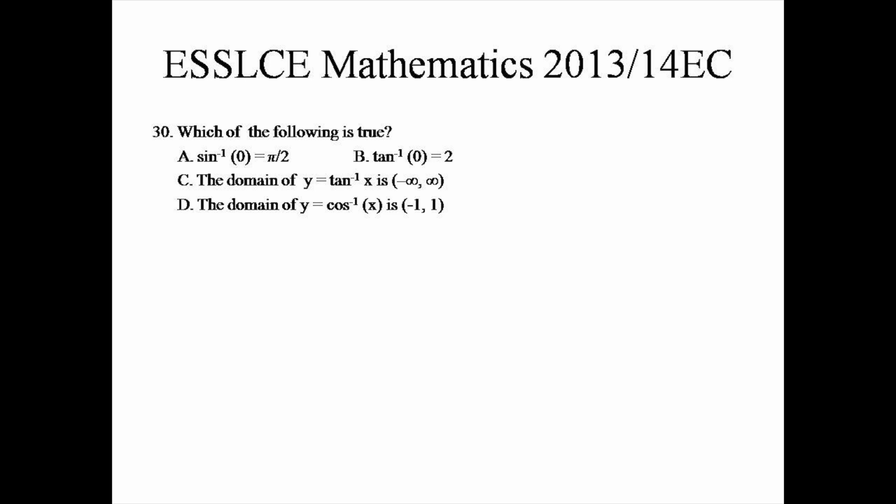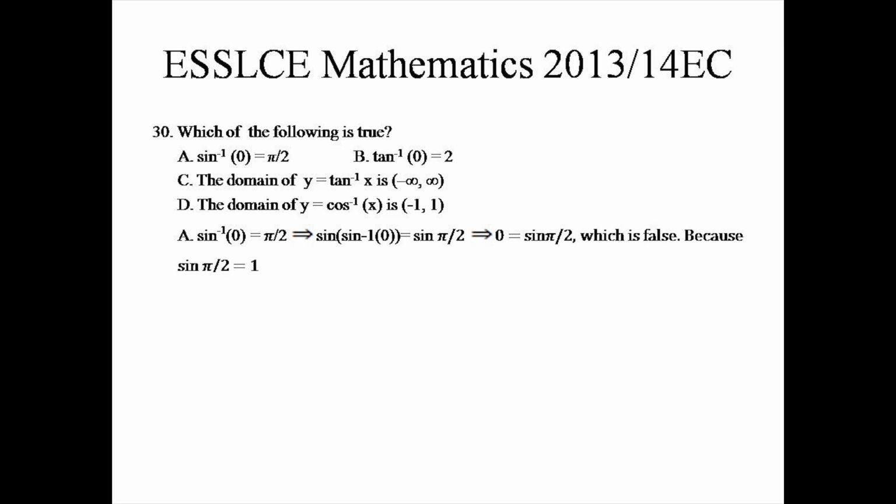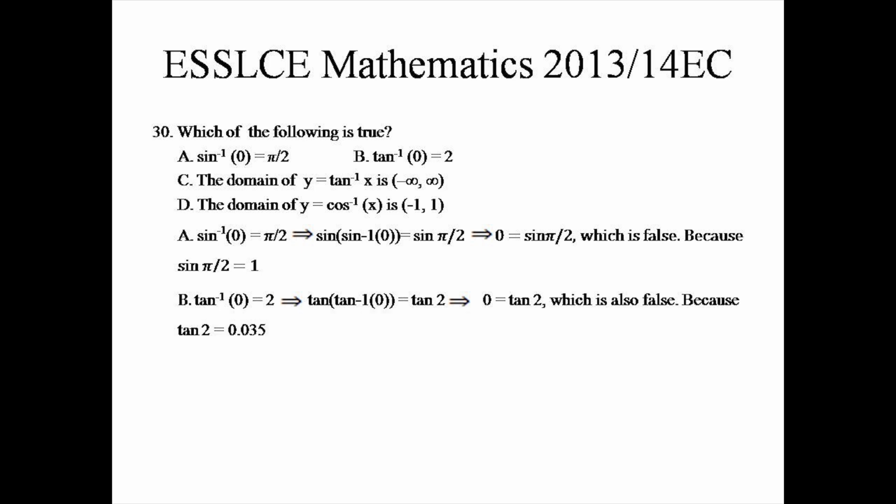In choice A, sine inverse of 0 is equal to pi over 2. Taking sine of both sides, we get sine of sine inverse of 0 is equal to sine pi over 2. Sine of sine inverse of 0 is 0, which is equal to sine pi over 2, which is false, because sine pi over 2 is 1. Choice B, tan inverse of 0 is equal to 2. Taking tan of both sides, we find tan of tan inverse of 0 is equal to tan 2. Tan of tan inverse of 0 is 0, which is equal to tan 2. Again, this is false because tan 2 is not 0, it is about 0.035.